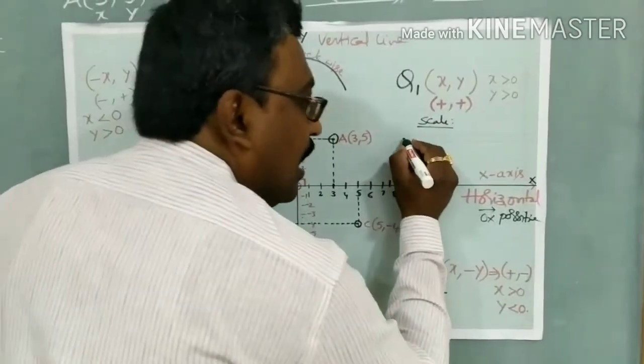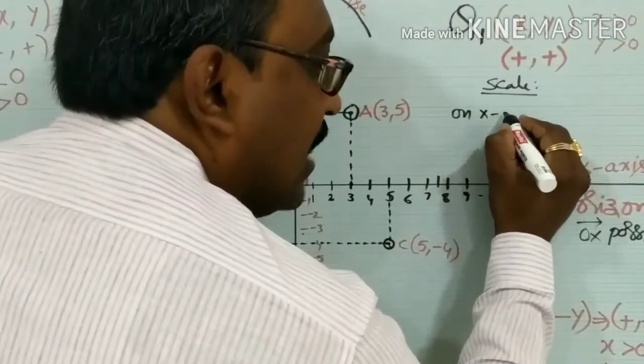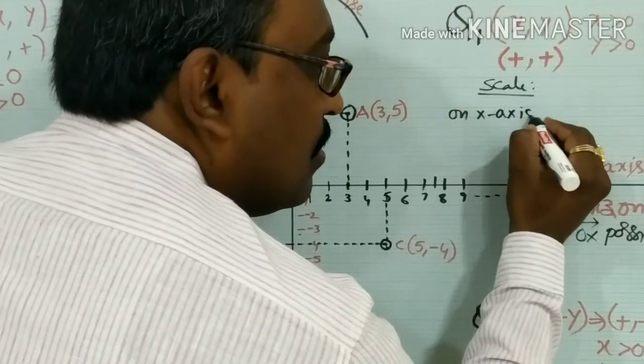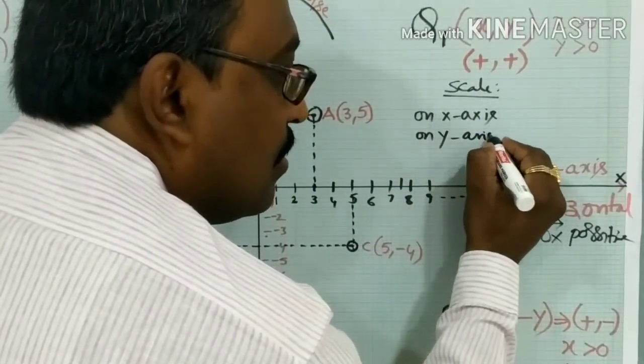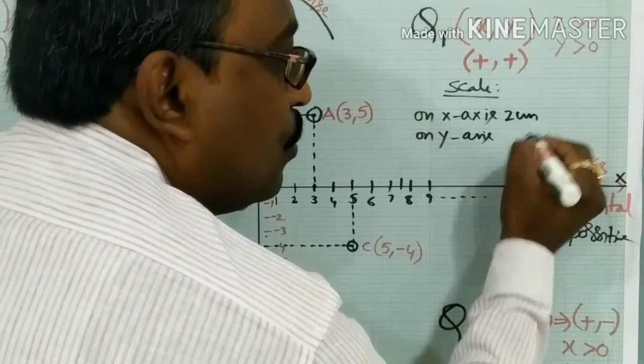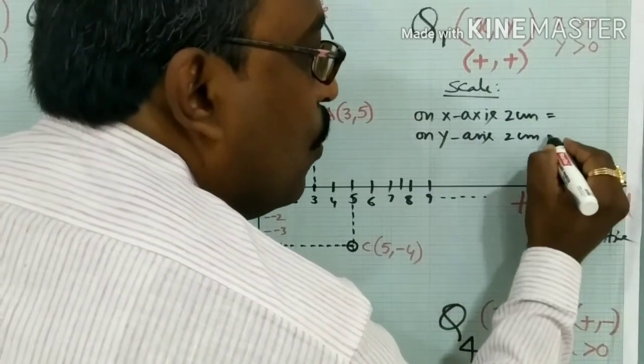How to write the scale? On the x-axis, and on the y-axis, here I used 2 centimeters is equal to 1 unit.